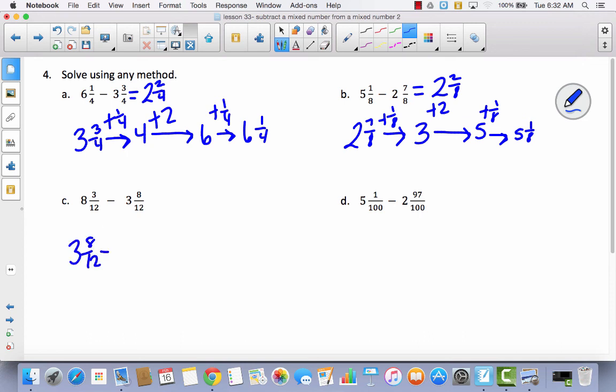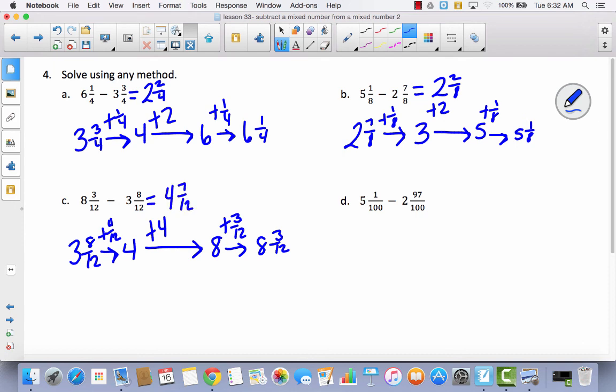All right, so now I've got 3 8/12. I'm going to go up to 4. So that means I add 4/12. And I'm going to go from 4 to 8, which means I'm adding 4. And then I'm going to go from 8 to 8 3/12, which means I'm adding 3/12. So I add my fractions together. That's 7/12 plus 4 is 4 7/12.